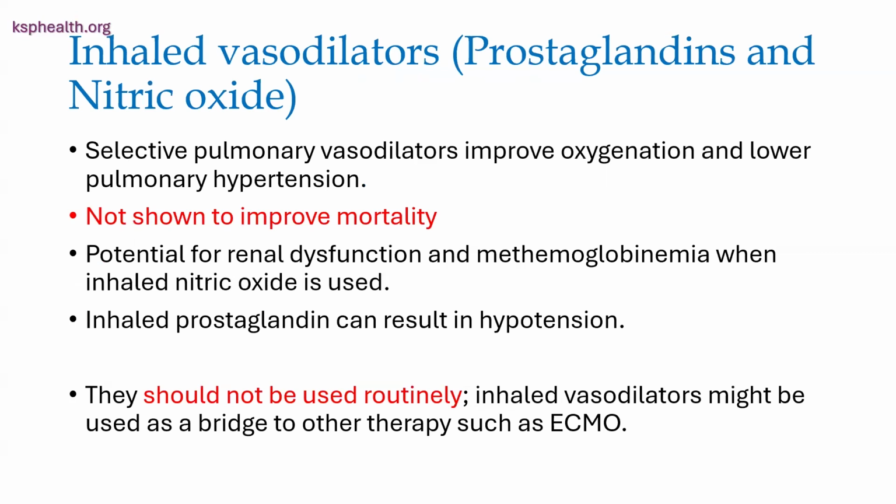Inhaled vasodilators, again, there are two kinds, prostaglandins and nitric oxide. They're selective pulmonary vasodilators that improve oxygenation and help with pulmonary hypertension. They definitely improve oxygenation, but have not been shown to improve mortality. Especially nitric oxide has potential for renal dysfunction and methemoglobinemia. Prostaglandins can result in hypotension. I have used prostaglandins, and nitric oxide I have not. If you use it properly, just inhaled, prostaglandin usually does not cause problems.